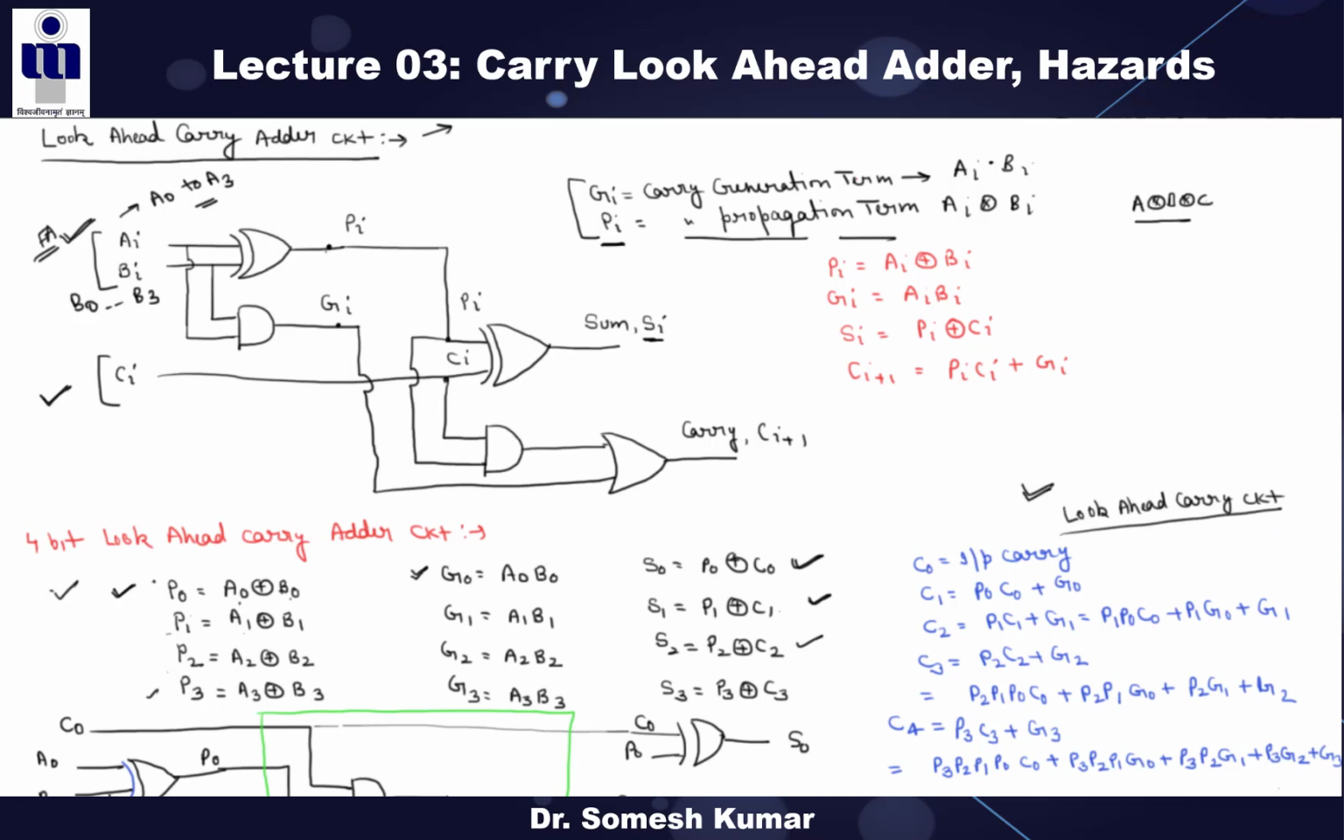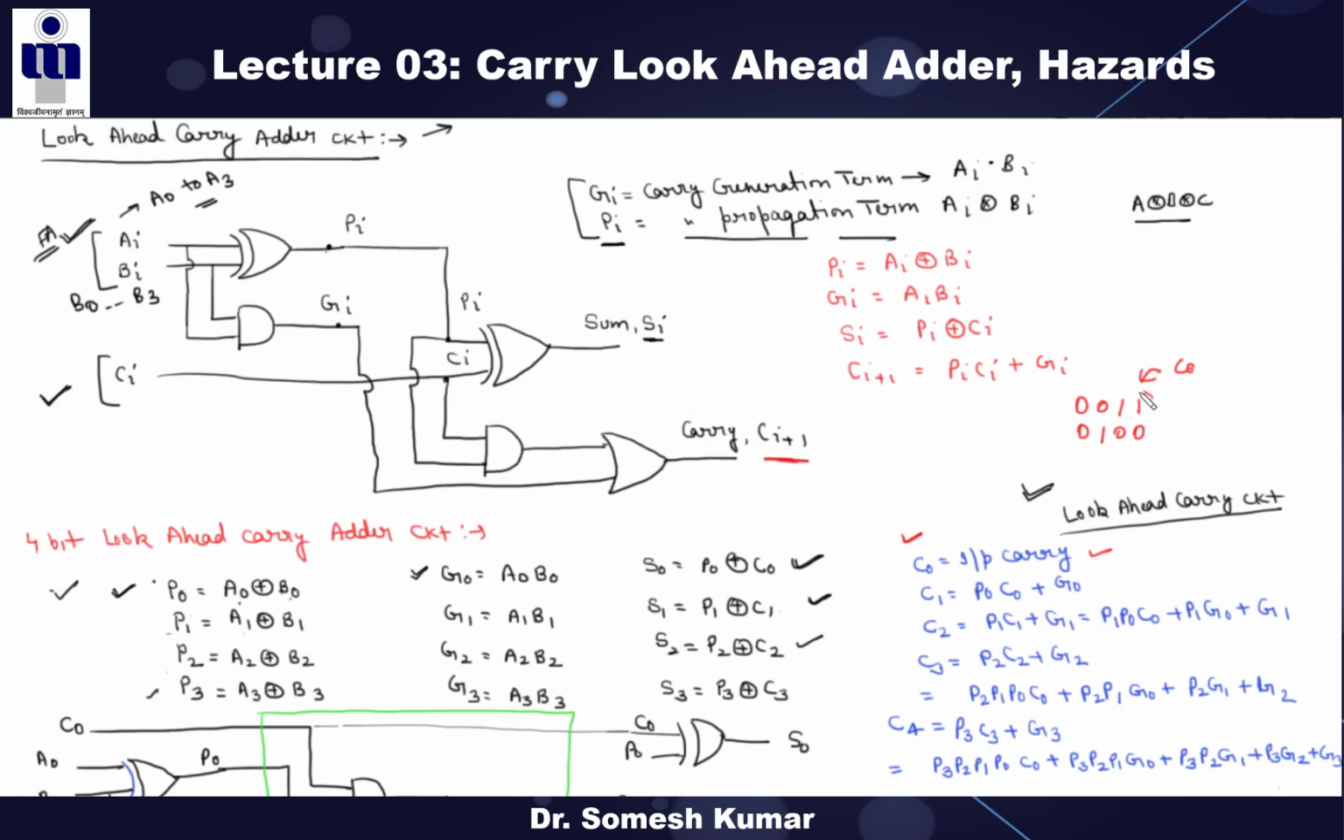Now how can you calculate these carries? Tell me, C0 is your input carry. Suppose there are 4 bits you want to add. So C0 is your input carry. This may be 0, may be 1, so it is given. Now what is C1? What is C1 from here?